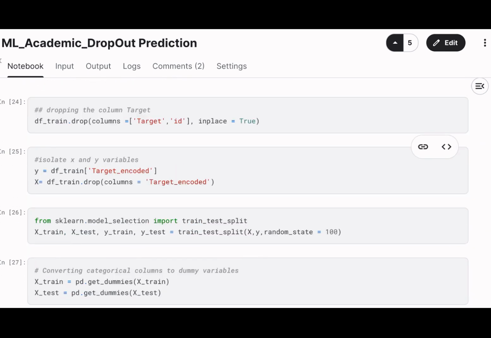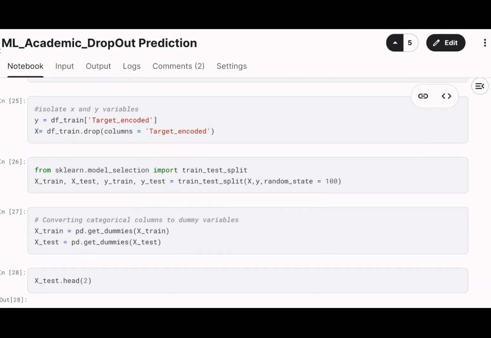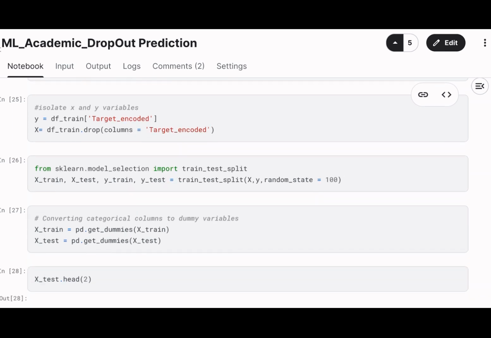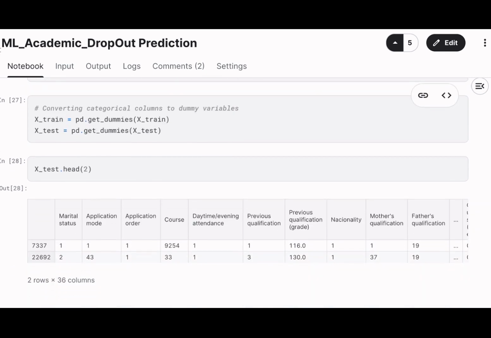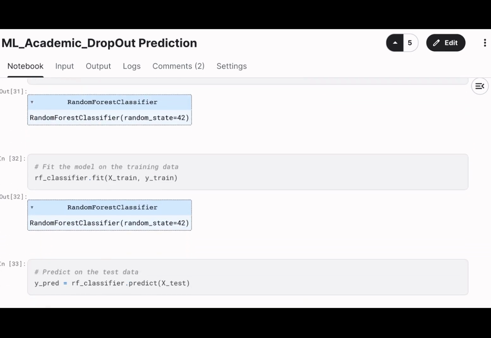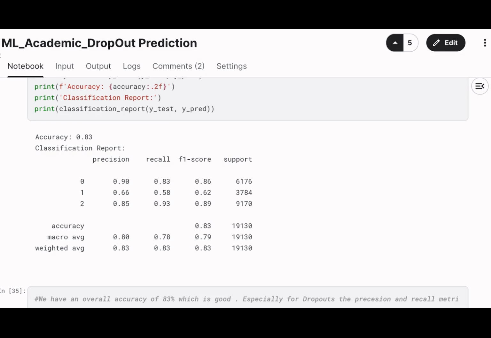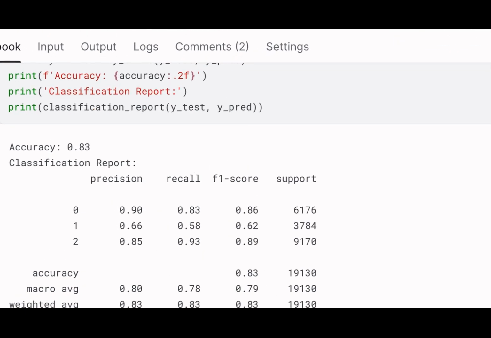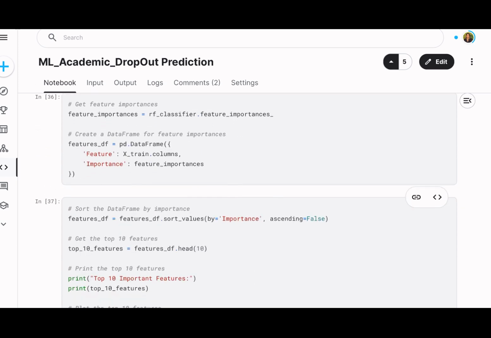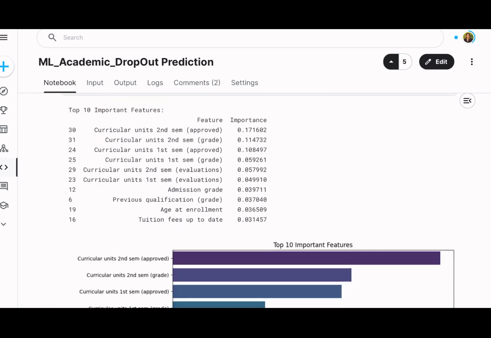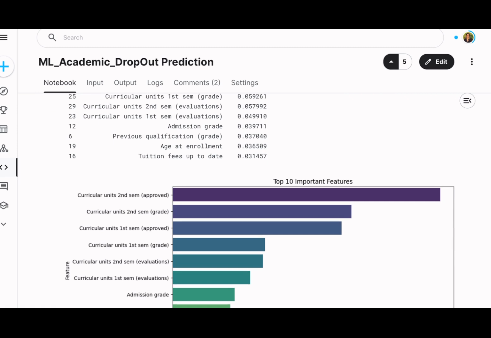So we'll drop the target and ID. These are some of the columns which we do not need. And then here we are isolating the x and y variables, and then using the train test split. Then finally applying the machine learning random forest here. And the overall accuracy is about 83%. So the model looks good, and as the model looks good, I'll now apply this random forest machine learning on the entire data set and use that model to train in the test data set.